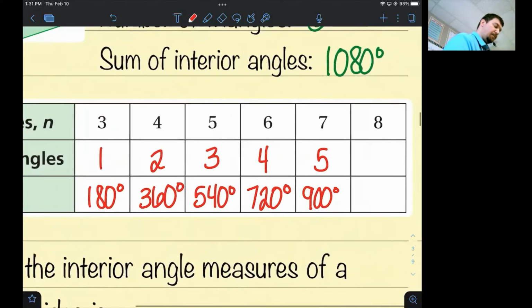There are... you said 1080, right? 6 triangles is 1080. Yeah, that's right. I'm staring at it, it's right on the top of my screen here. 1080 degrees in an octagon.